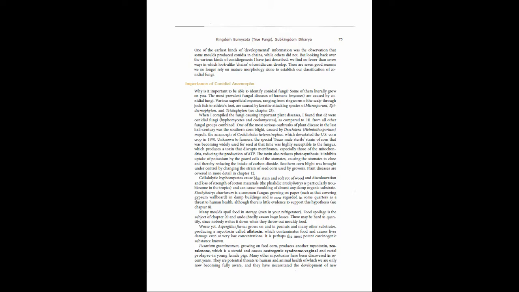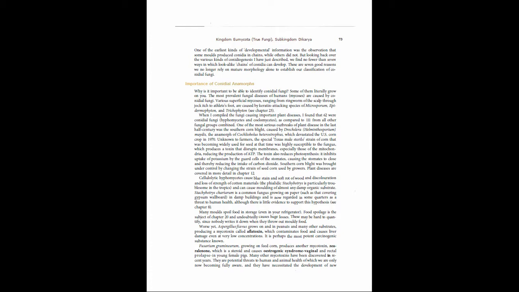Cellulolytic Hyphomycetes cause blue stain and soft rot of wood and discoloration and loss of strength of cotton materials. The cellulolytic Stachybotrys is particularly troublesome in the tropics, and can cause molding of almost any damp organic substrate. Stachybotrys chartarum is a common fungus growing on paper, such as that covering gypsum wallboard, in damp buildings and is now regarded in some quarters as a threat to human health, although there is little evidence to support this hypothesis. See Chapter 8. Many molds spoil food in storage, even in your refrigerator. Food spoilage is the subject of Chapter 20 and undoubtedly causes huge losses.